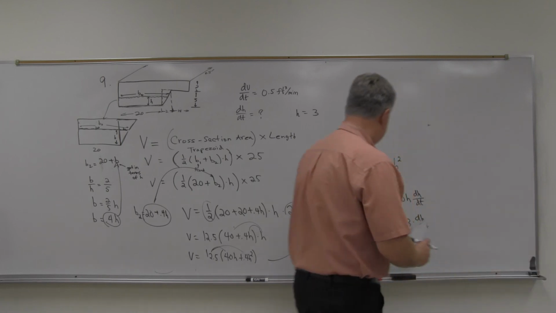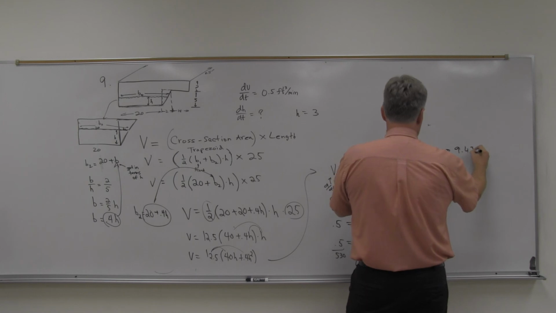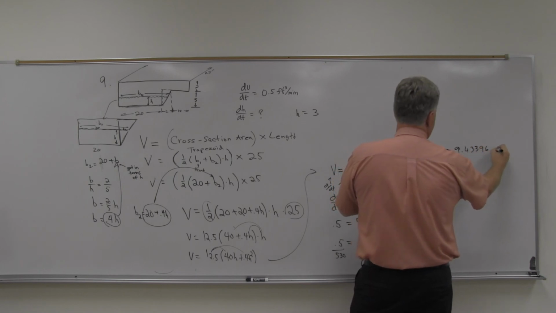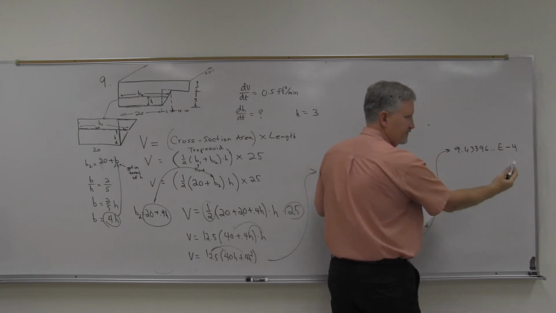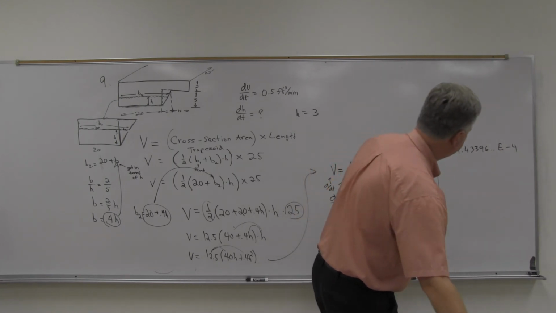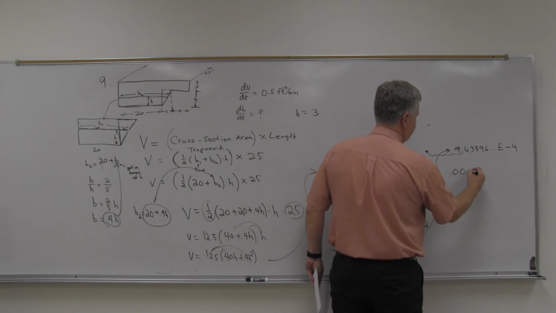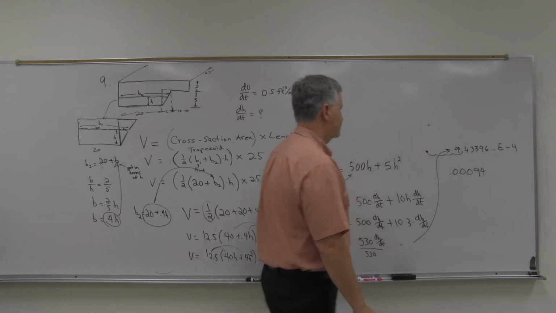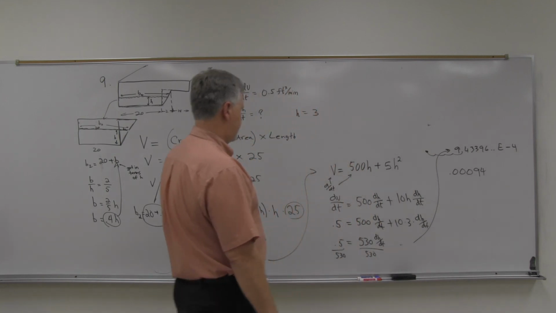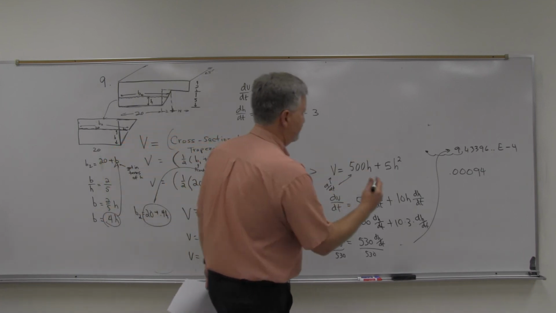It says 9.43, mine says this, blah blah blah, E to negative 4. Remember, that's just scientific notation, the way my calculator gives it. So this means four places back, let's put the decimal in, so it's 0.0009433. Leave it there. It's dh/dt, so that'd be feet per minute.